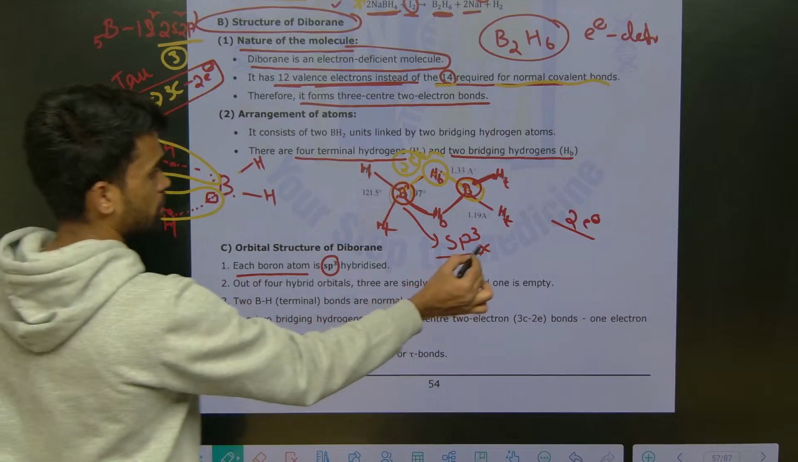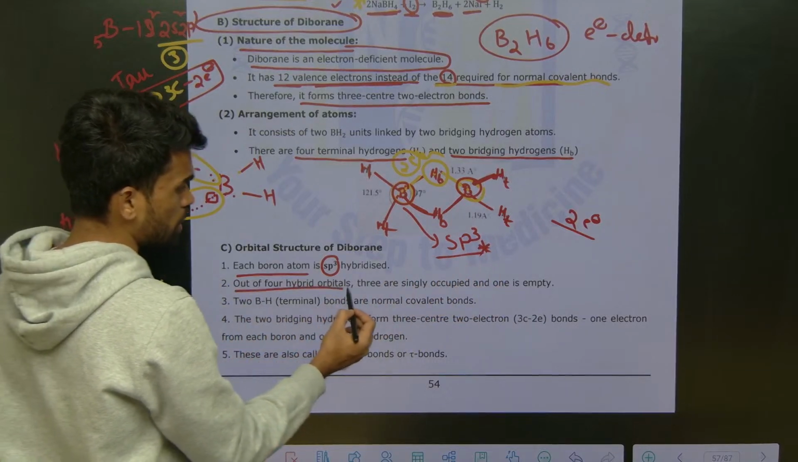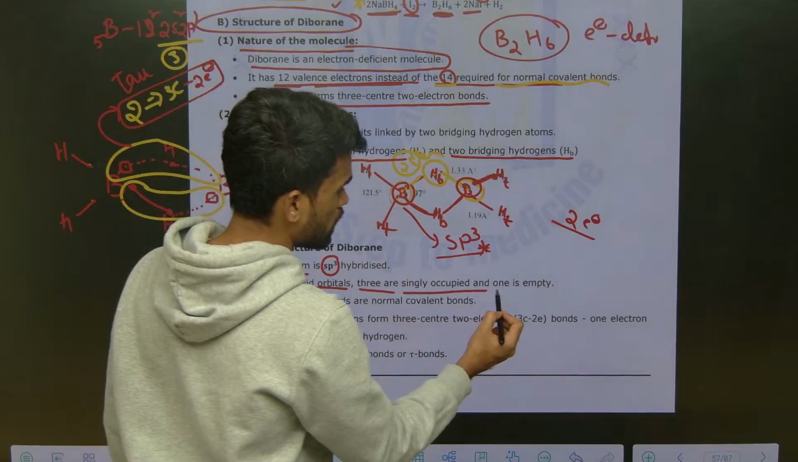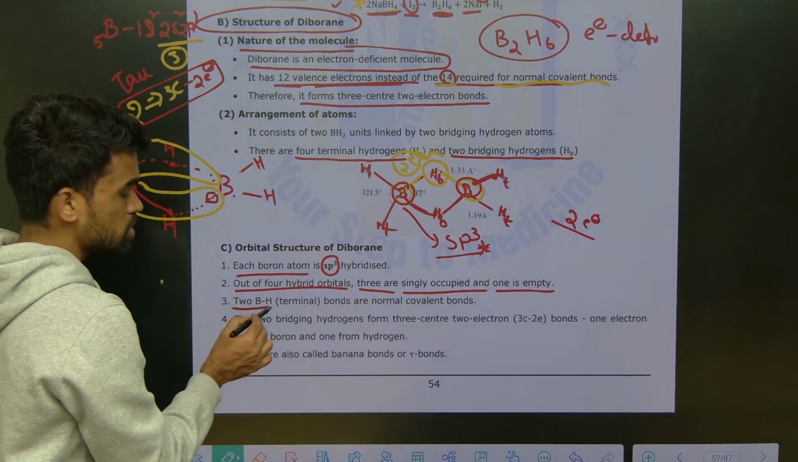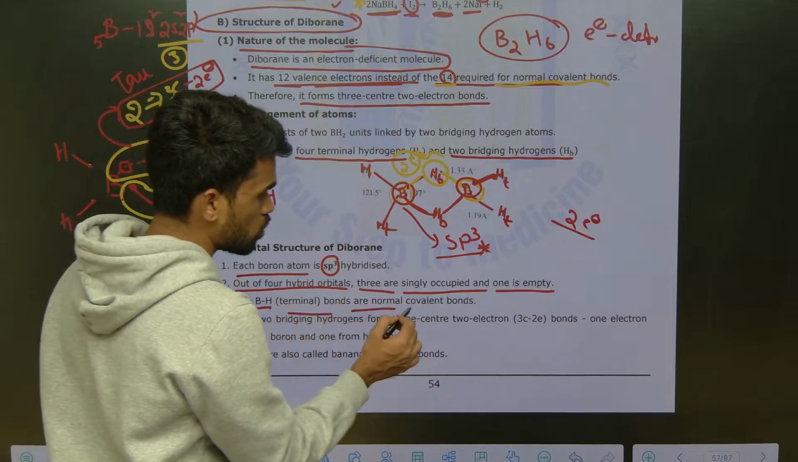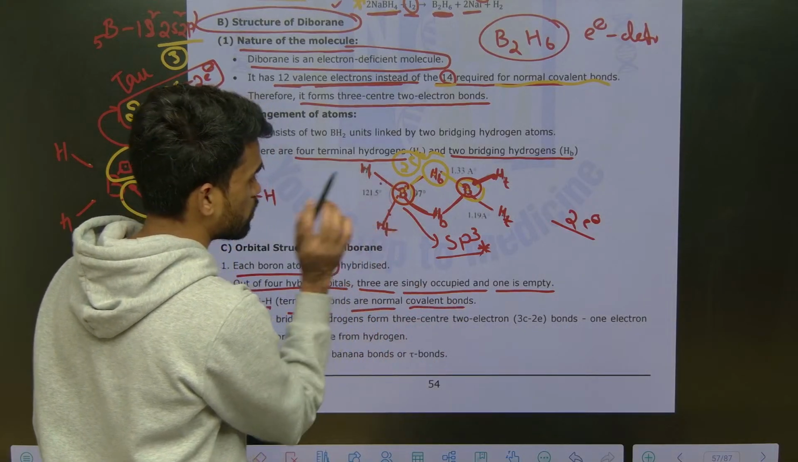See next, out of 4 hybrid orbitals, 3 are singly occupied and 1 is empty. It means on boron, they are saying. The 2 terminal B-H bonds are normal covalent bonds. So these are normal covalent bonds only.